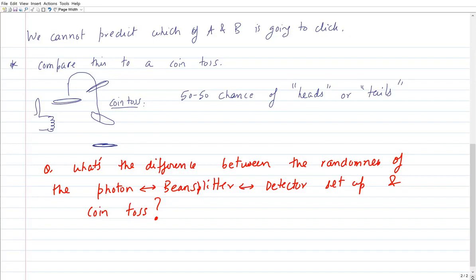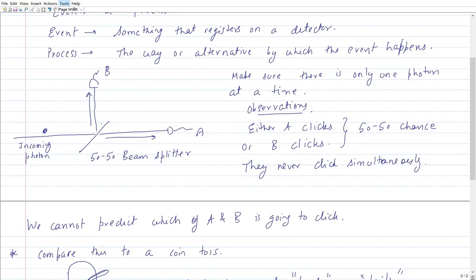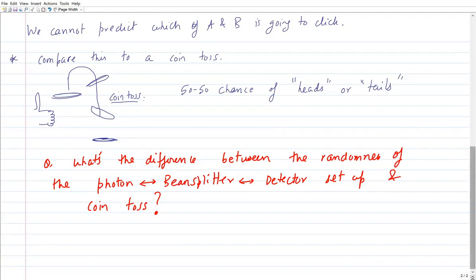So maybe we can pause here for a while for you to ponder this point. What is fundamentally different between these two processes? The beam splitter is also a random process. Either the photon goes to detector A or it goes to detector B. And in a coin toss, I get either heads or tails.